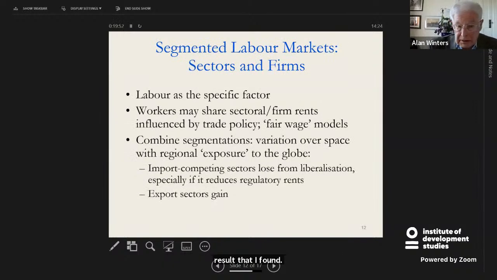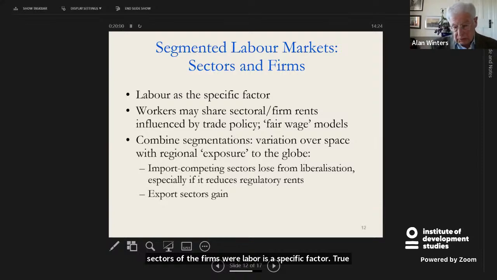We can also think about segmented labour markets between sectors and firms, where labour is a specific factor. True of a number of skills. You work in one sector, but you can't work in another sector. And it is possible in these cases that the workers who are rather specific to an industry or even to a firm get to share in any rents.